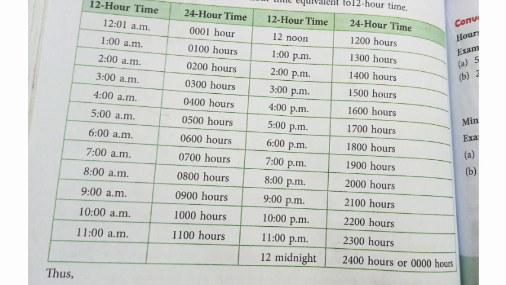If it is 12 hours 01 minutes, you write it 0001 hours. Why? Because the last 01 is minutes, but we write it in hours. Similarly, if it is 1 a.m., we write it 0100 hours. If it is 2 a.m., we write 0200 hours, because no minutes are there, so we write 00 everywhere. So what is the pattern here? We have to use 4 digits, and the beginning 2 digits show your hour and the last 2 digits show your minutes.